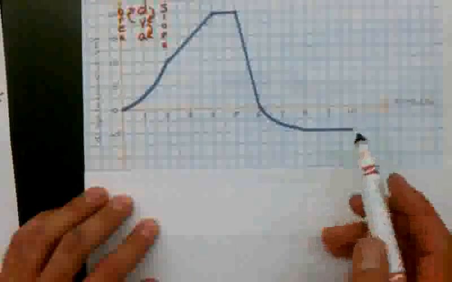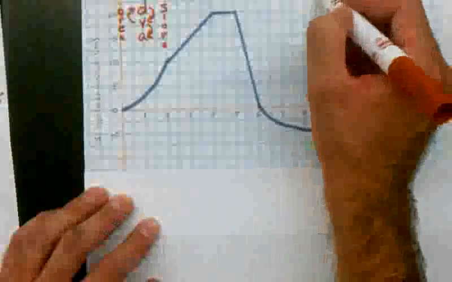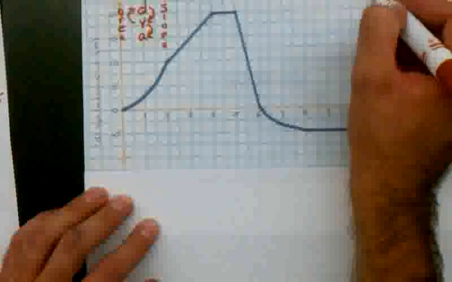Alright, our first question. During what time interval was the elevator at rest? Meaning it was not moving or changing its position. That occurred from 4 to 5 seconds and from 8 to 10 seconds. So for A, 4 to 5 and 8 to 10 seconds.